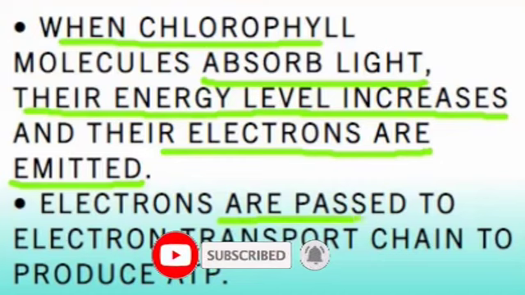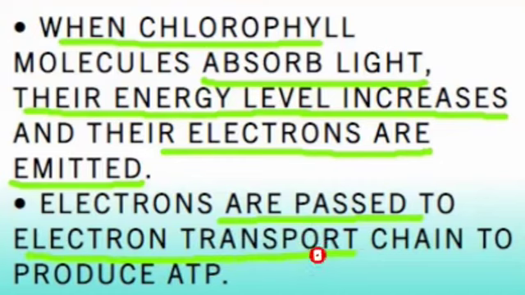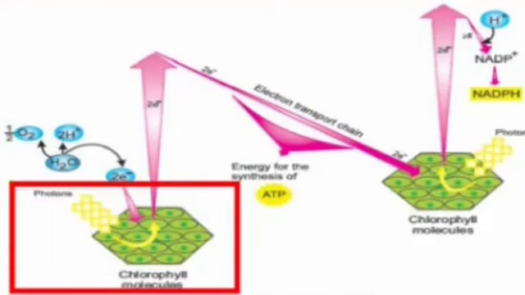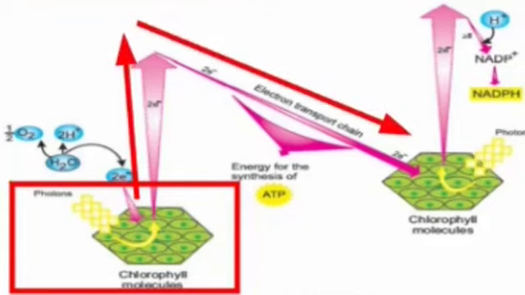Electrons are passed to the electron transport chain to produce ATP. This is a chain, or a continuous process, in which electrons are transported from one molecule to another continually. As shown in the diagram, when chlorophyll molecules absorb light, their energy level goes up and their electrons move from one place to the next level, like in the electron transport chain.